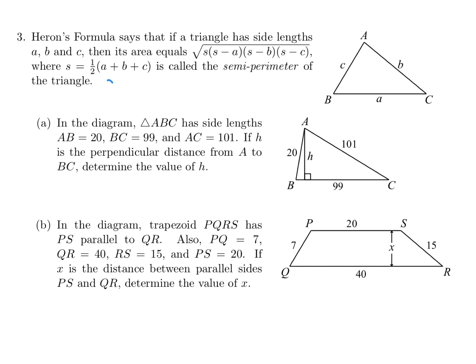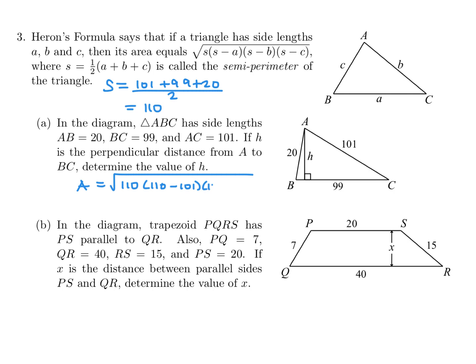Well, the semi-perimeter would be 101 plus 99 plus 20 divided by 2, and that is 110. So Heron's, the area would be the square root of S, which is 110, times 110 minus 101, times 110 minus 99, times 110 minus 20. And when you crunch out all those numbers, you get 990.